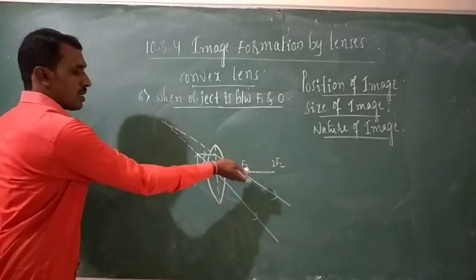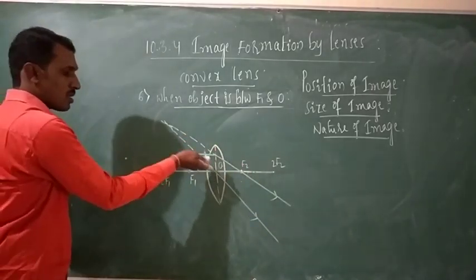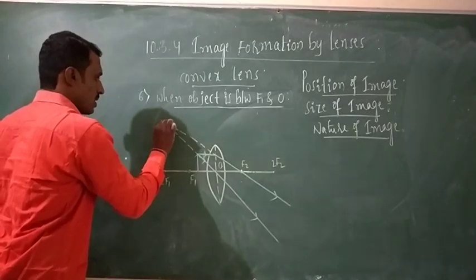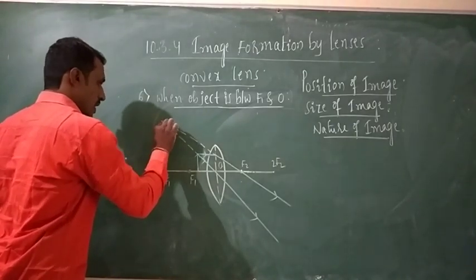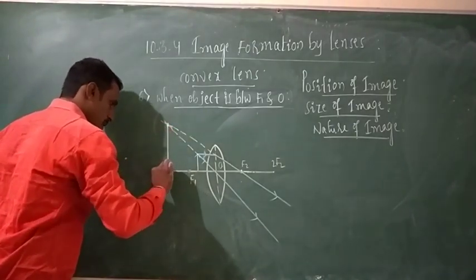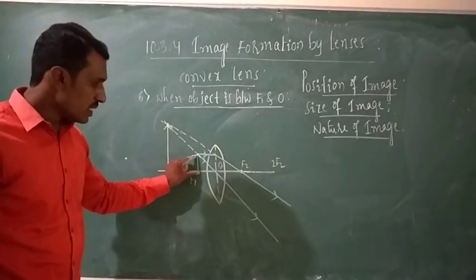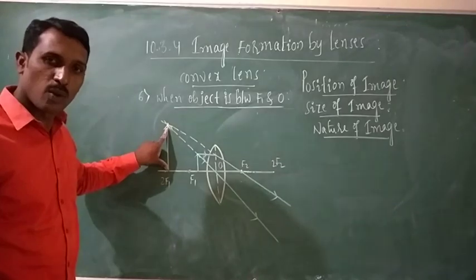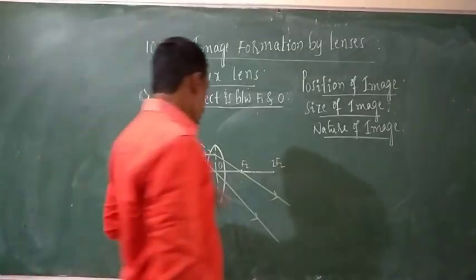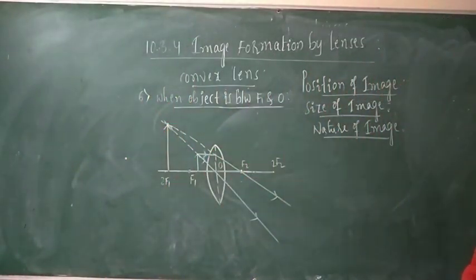See, if we extend them backwards, at one certain point they appear to meet. If you place the object here, its image is formed here. Okay now? Yes. Now we shall write the position of image for this object position. Where is the image formed? On the same side of the lens.